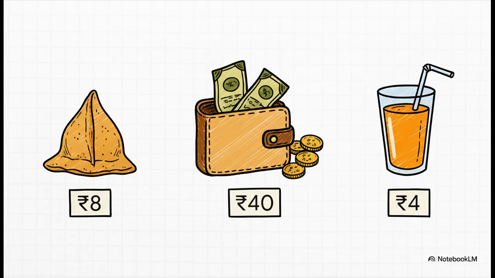Okay, so here's the situation. Your budget is locked in at 40 rupees. Can't spend a paisa more. A samosa costs 8 rupees and a juice costs 4 rupees. These are the hard facts we have to work with.